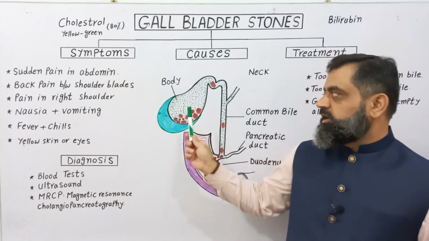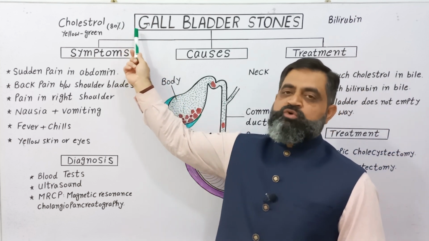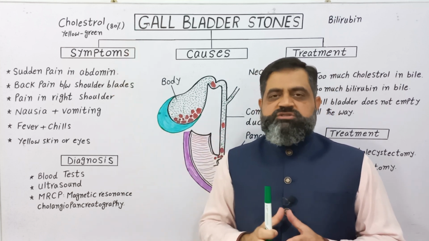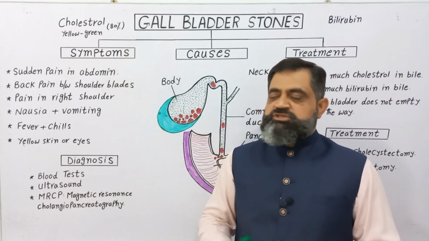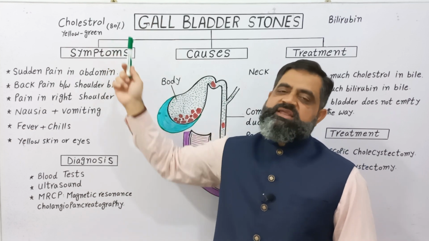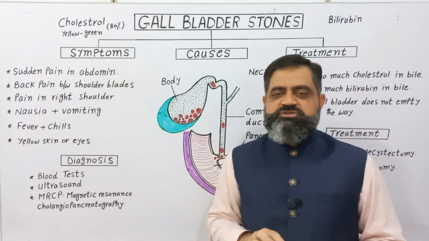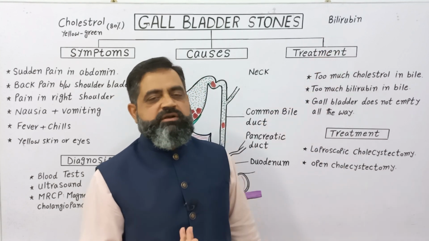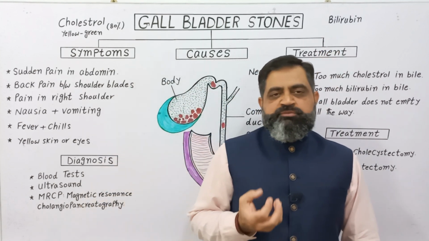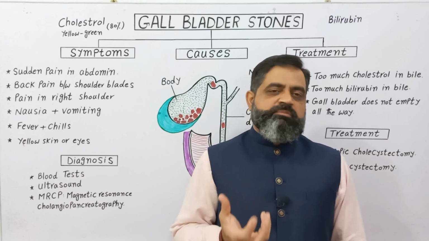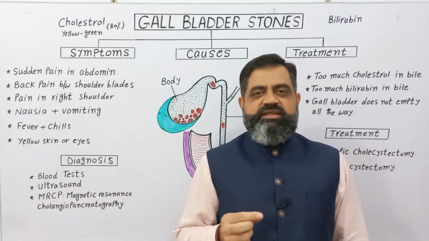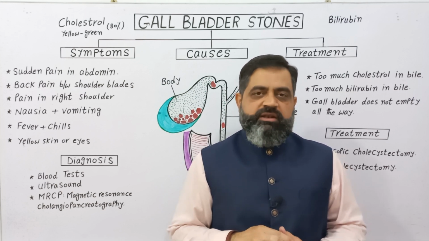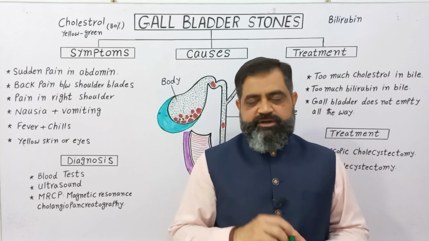These stones are made up of cholesterol in most of the cases. In 80% of the cases, gallstones are made up of cholesterol. These stones are usually yellow and green in color, while sometimes these stones can be made up of bilirubin, which is a pigment. This bilirubin is produced as a breakdown of red blood cells in the liver, and then this bilirubin is stored in the bile in the gallbladder.